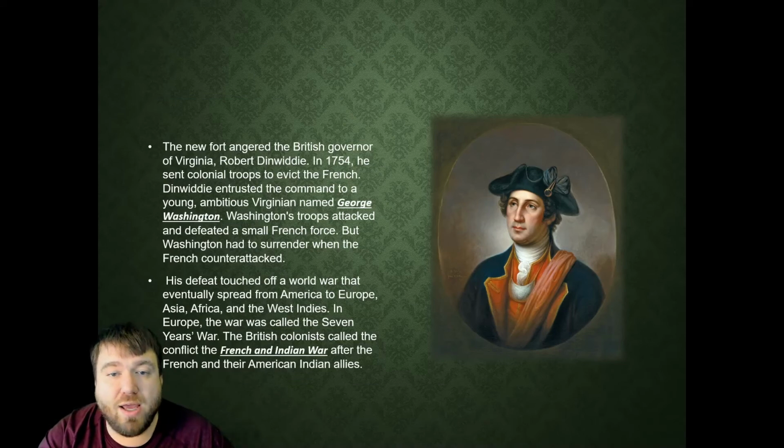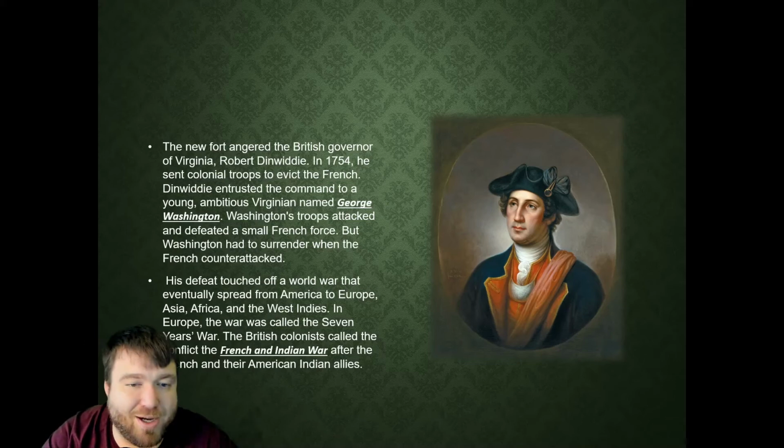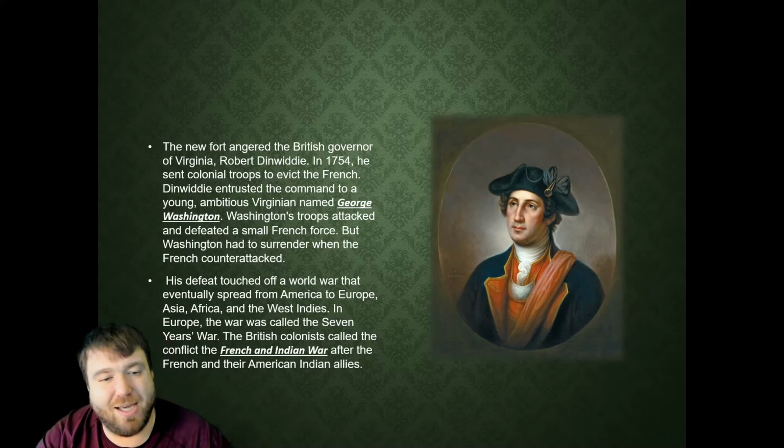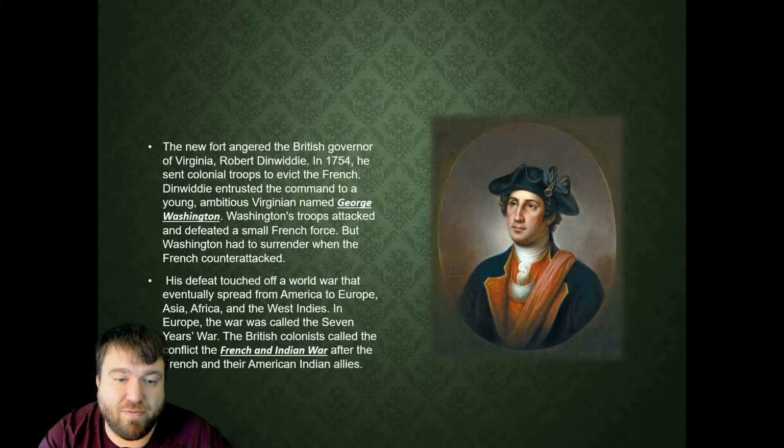The new fort angered the British governor of Virginia, Robert Dinwiddie. In 1754, he sent colonial troops to evict the French. Dinwiddie entrusted the command to a young, ambitious Virginian named George Washington. Remember, keep that guy's name in mind. Washington's troops attacked and defeated a small French force, but Washington had to surrender when the French counterattacked. His defeat touched off a world war that eventually spread from America to Europe, Asia, Africa, and the West Indies.